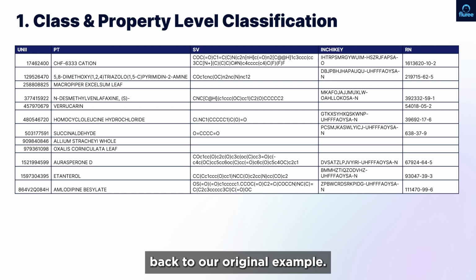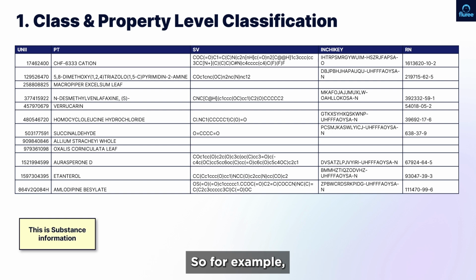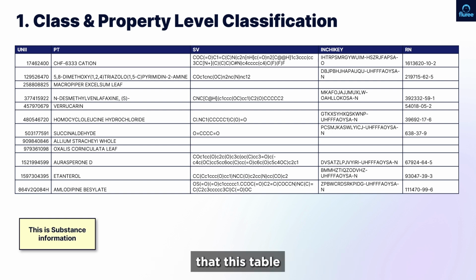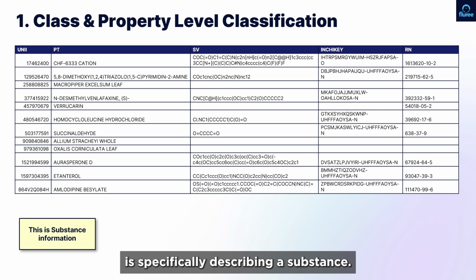And this is kind of going back to our original example. This is creating the context around what information this data table is trying to convey by linking it to the various different concepts in our ontology. So for example, we could teach a machine learning model that this table is specifically describing a substance. And we've explicitly defined a substance as meaning something very specific and having a specific unique ID.